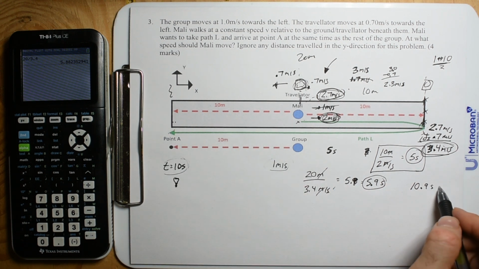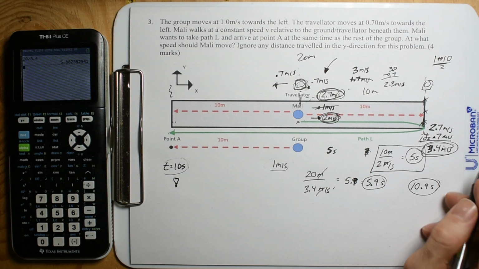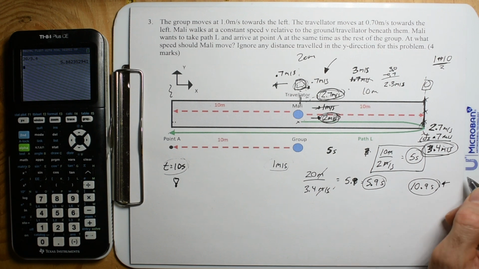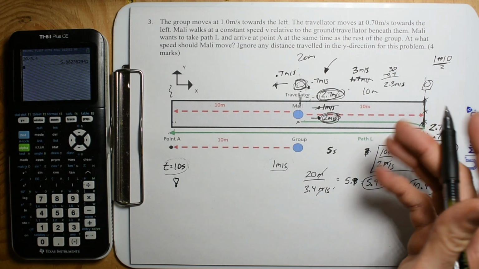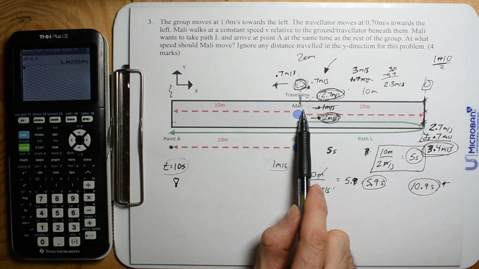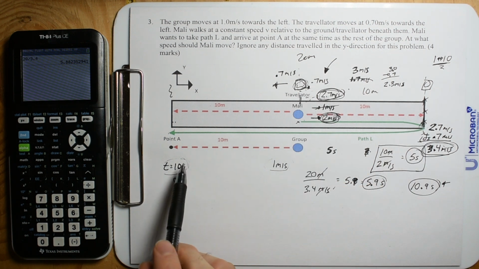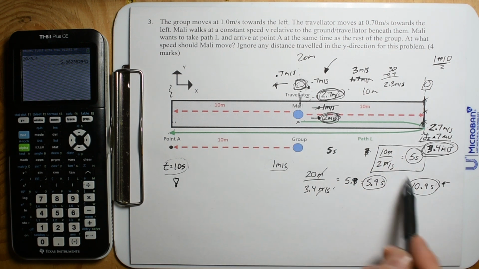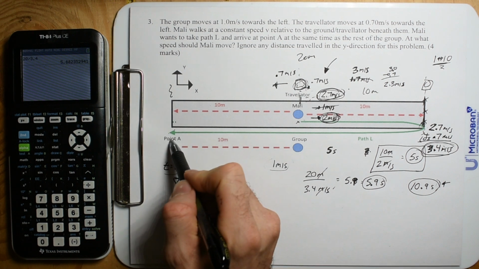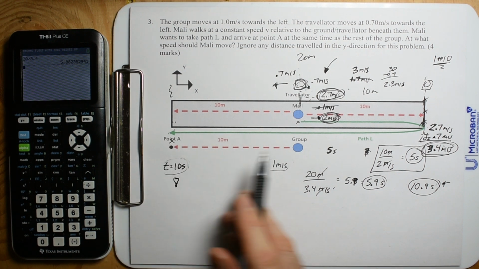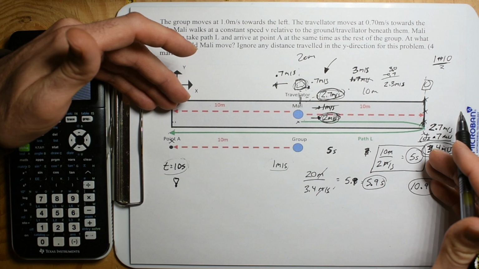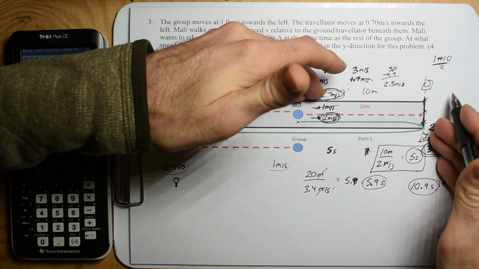So just right away, it was just like, whoa, we almost kind of figured out the problem. You know, that ain't half bad. I'm going to walk at a speed of 2.7 meters per second. It's going to take me 10.9 seconds to get there. The group's going to get there first. So even just something like that makes me ask, doesn't that mean that I need to increase my speed?